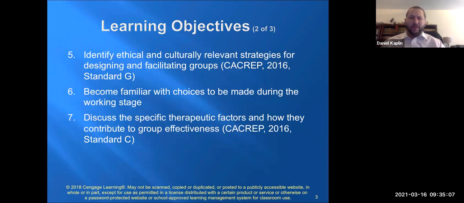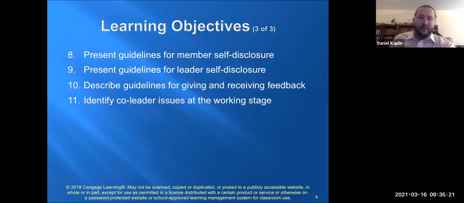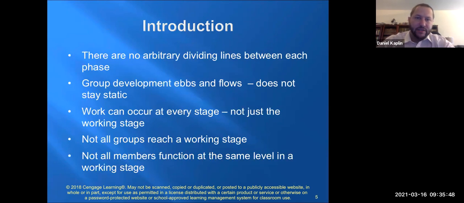And then we'll continue with a discussion of choices that are made during the working stage, therapeutic factors that are at play and how they impact group effectiveness. We'll talk about self-disclosure from the member, self-disclosure from the leader, guidelines for giving and receiving feedback. And I talked about this briefly in an earlier lecture, the importance of compassionate criticism. And then we'll identify issues with co-leaders during the working stage.